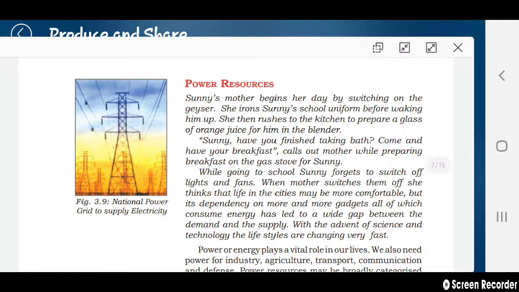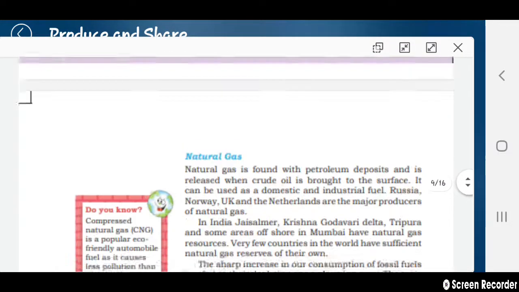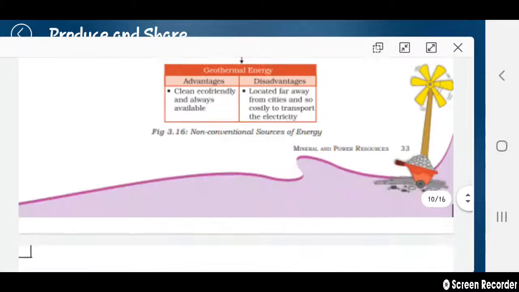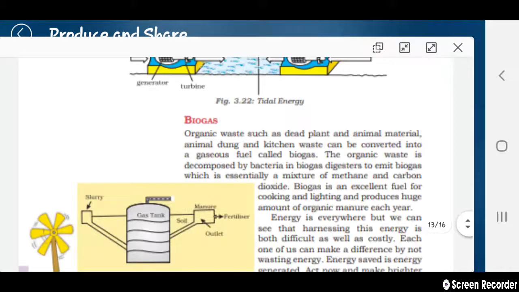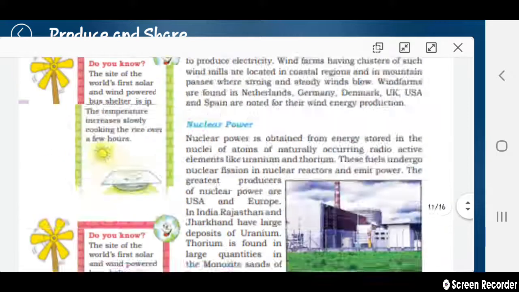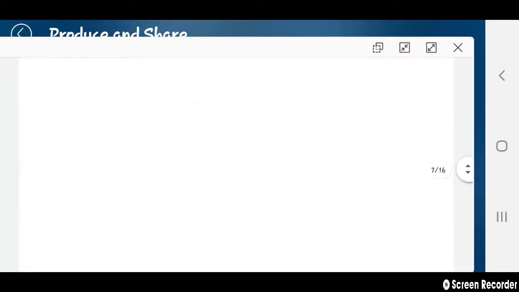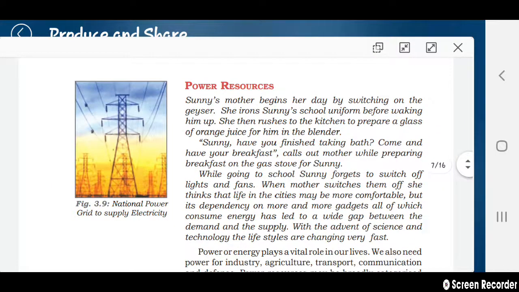So you learned about mineral resources till now. After the mineral resource, now let us come to the power resource. Let us start to explain this power resource with an example.